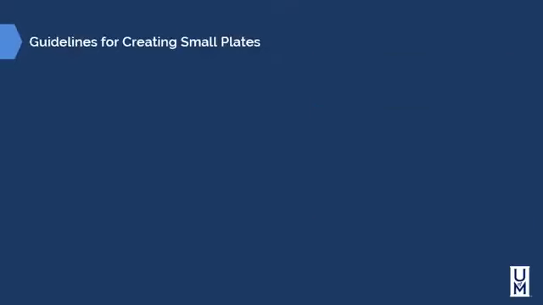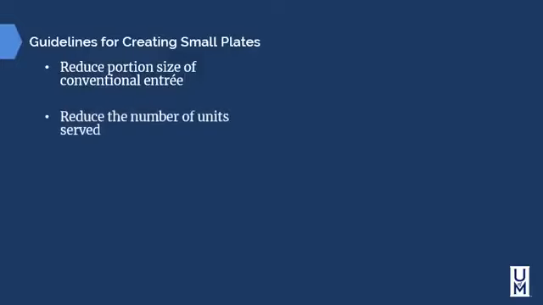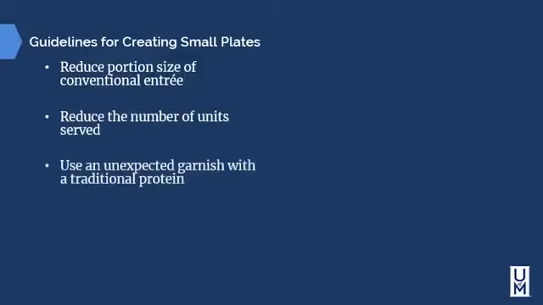When using small plates, there are a few guidelines for creating small plates. Reduce portion size of the conventional entree. You can still use your main entrees, just serve it in a slightly different fashion. Reduce the number of units served. Use an unexpected garnish with a traditional protein. Don't use rosemary sprigs. Present entree items in a new format.